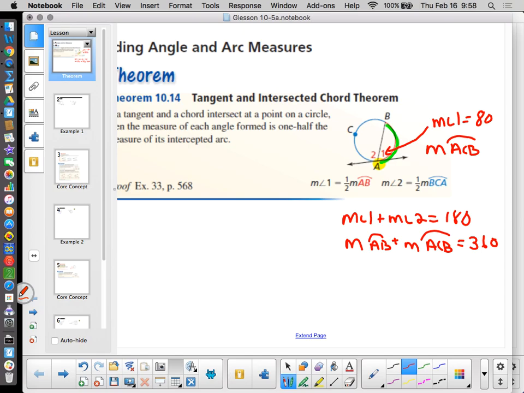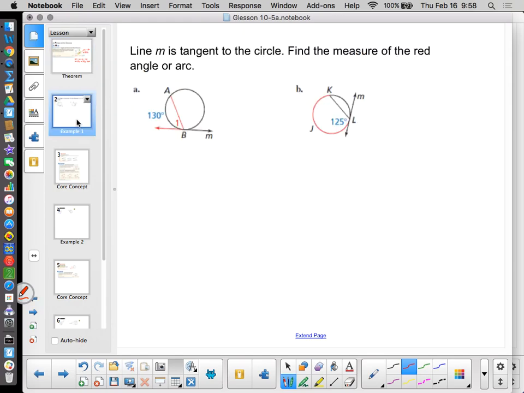Or we could say if 1 is 80, this arc BA is 160. Arc AB is 160, which means 200 degrees left for the arc for ACB. So a couple different ways of looking at it. It's not earth-shattering. It's really the same thing we've been doing before all along with inscribed angles. Vertex on the circle, angle is half the measure of the intercepted arc.